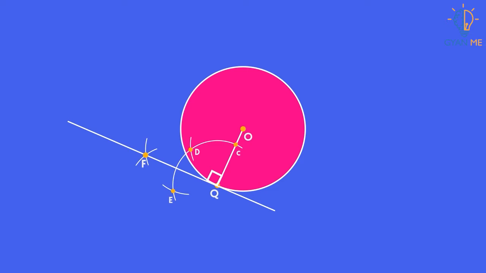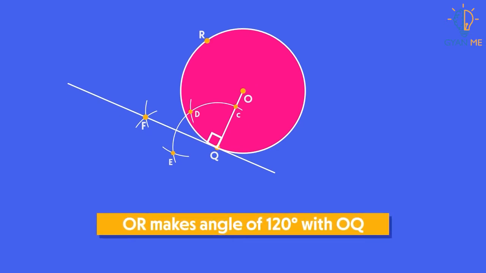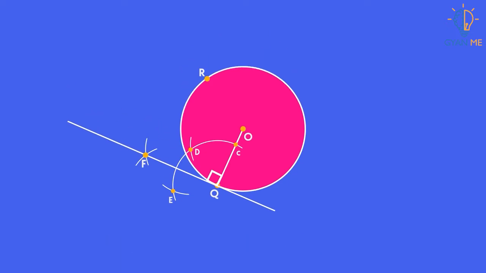Now we want to construct the second tangent. For that, draw another radius OR by taking R on the circumference such that OR makes an angle of 120 degrees with OQ. Now students, to make a 120-degree angle, take a compass with suitable radius. Draw an arc taking O as the center and such that it cuts OQ at M, with the same radius and M as the center.